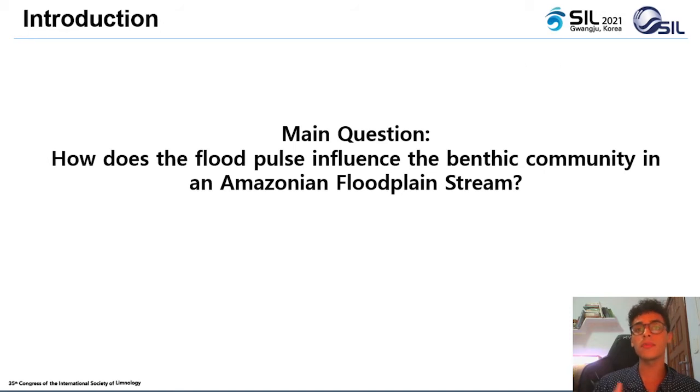So, because of this influence of the flood pulse, the aim of this work is to answer how does the flood pulse influence the benthic community in an Amazonian floodplain stream?